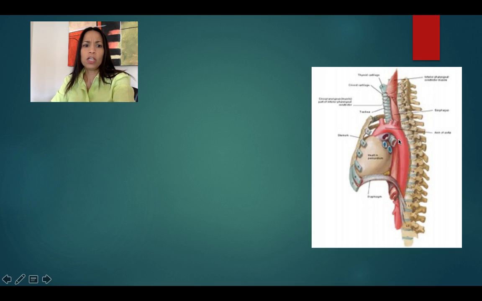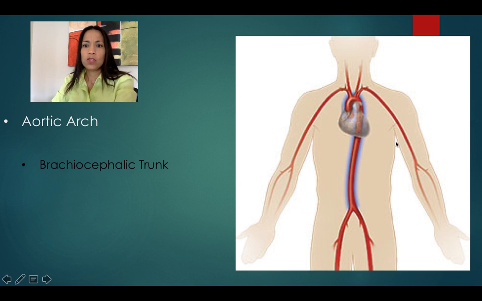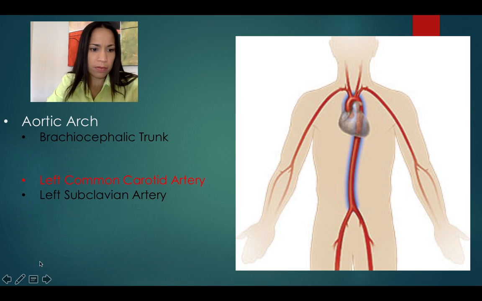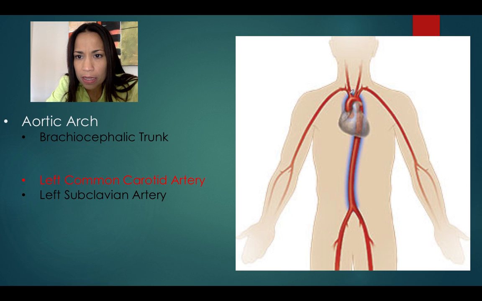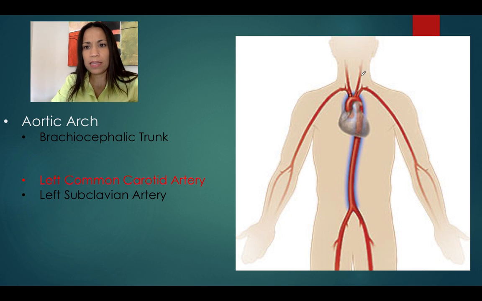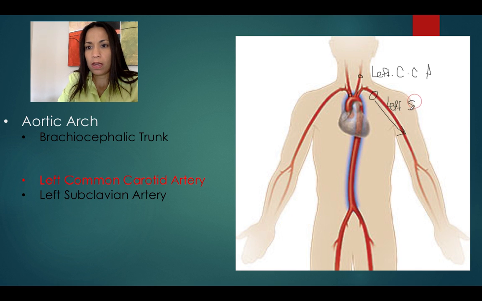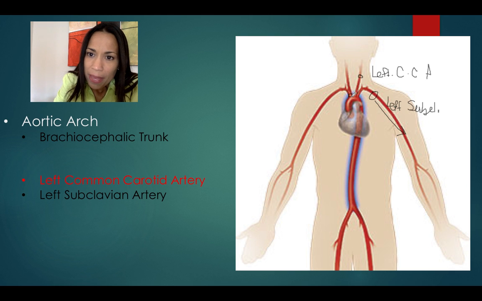Sorry. Okay, so 1, 2, 3. Let me show you the branches once again. So here we can see the brachiocephalic trunk, right? On this side, we have the left common carotid artery. And this one going to your arm, this is the left subclavian artery.